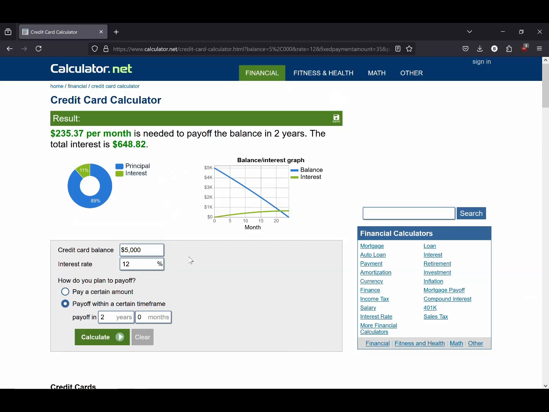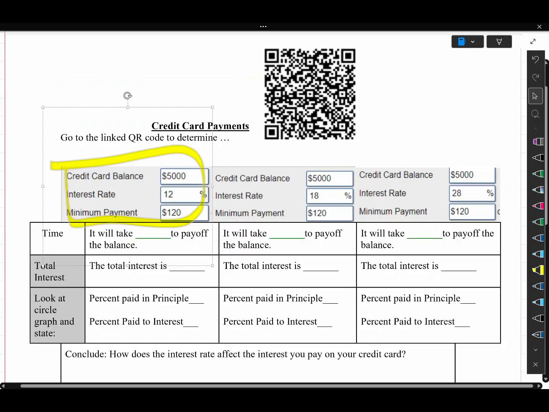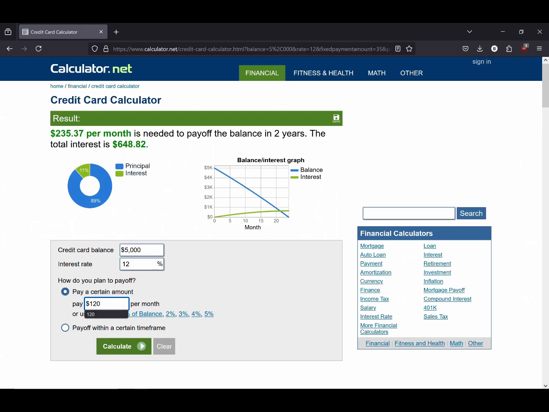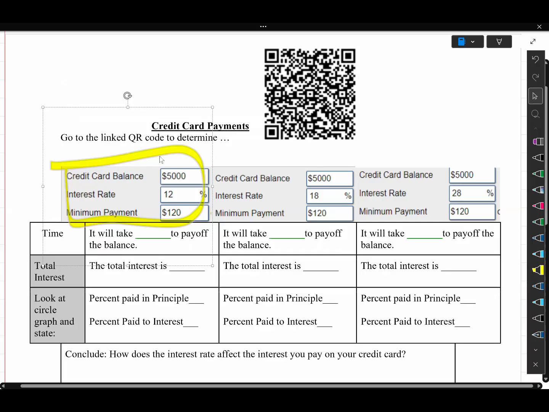And you'll notice when we are on our website right here, you don't see an option for a minimum payment. So you'll have to click this, pay a certain amount, and then we're going to adjust this. What did I say, $120? Yeah, $120. And then we're hitting calculate. And the whole goal here is to get some information. Here we can see it will take 4 years, 7 months to pay off the balance, and the total amount of interest is $1,500, give or take. So that's what we're looking at.